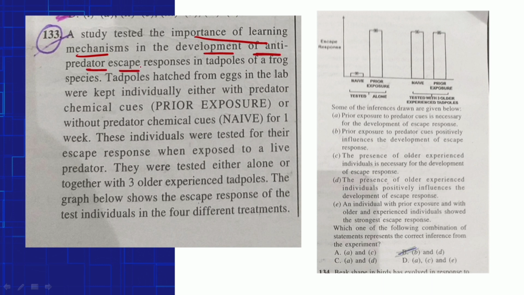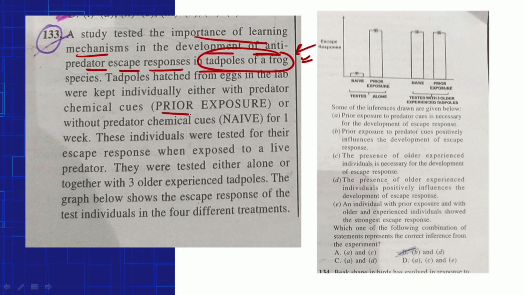That means we are trying to understand the learning mechanism, looking into the anti-predator escape responses in the tadpoles of a frog. So we are using the tadpoles of a frog for the same. The tadpoles were hatched in the lab, and then 2 separate groups were created. The first group was exposed to the chemical that the predator releases, which was given to them initially.